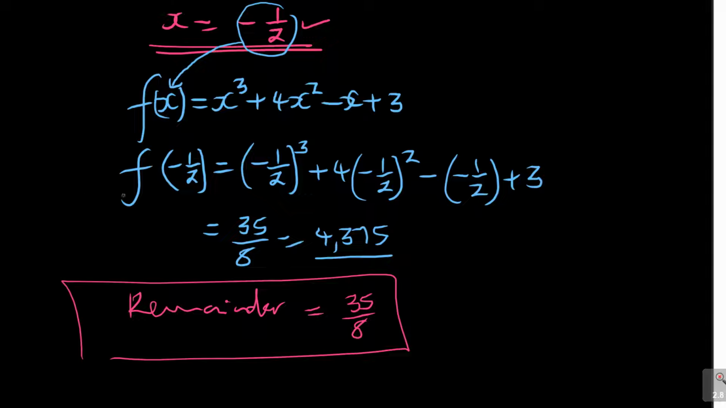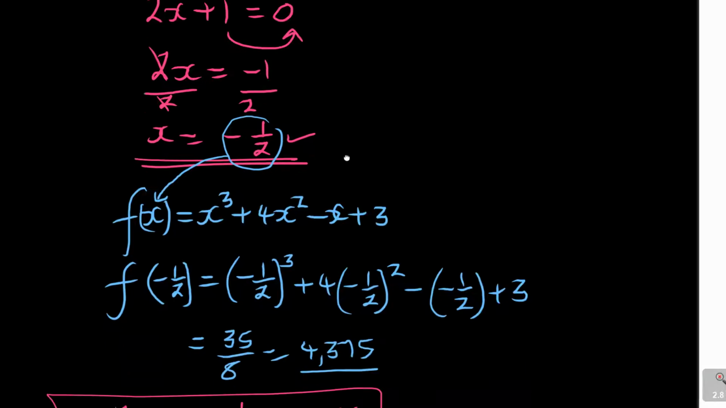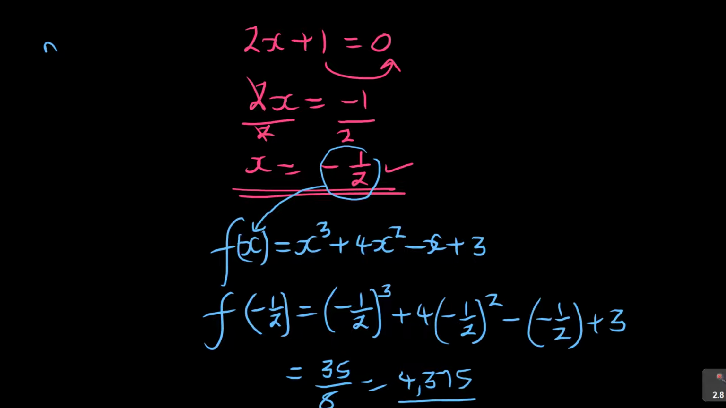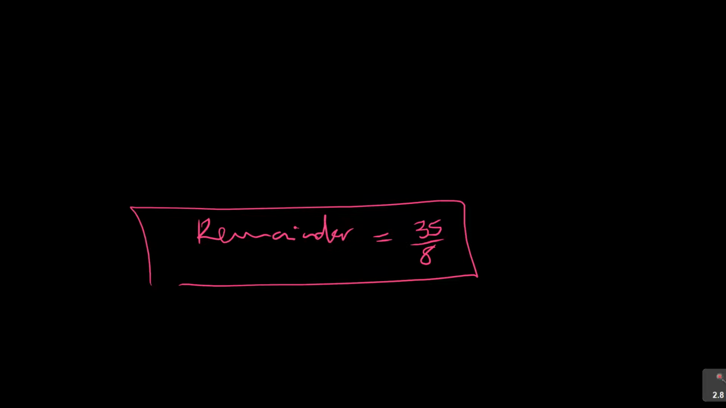It's not complicated. I repeat, it's a matter of first equating the divisor to 0 so that you can solve for x. After solving for x, you substitute into the equation, and then there we go. The answer just comes out like that. Alright, so let's erase this and move on to the next one.